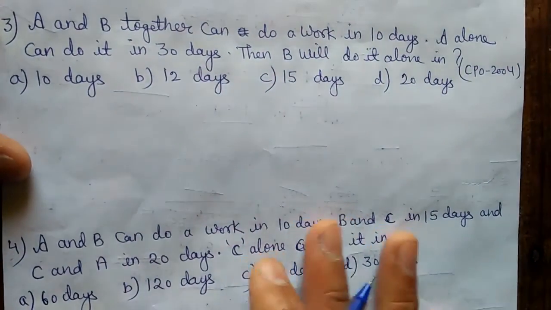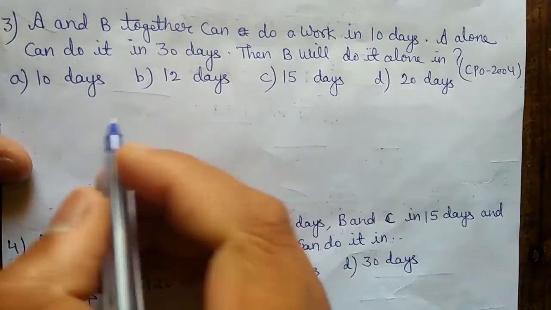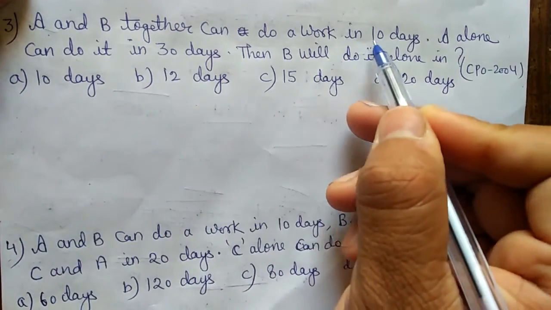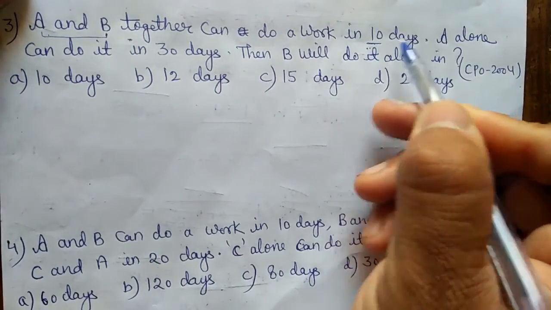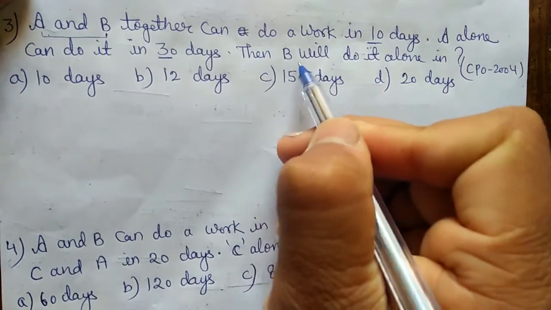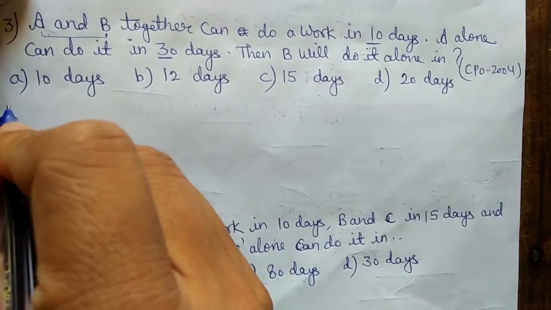Now this is the third question. It is a CPU 2004 question. What is given in this? A and B together can do a work in 10 days. That means A and B together are doing it in 10 days. A alone can do it in 30 days. Then B will do it alone in how many days? We have to find.